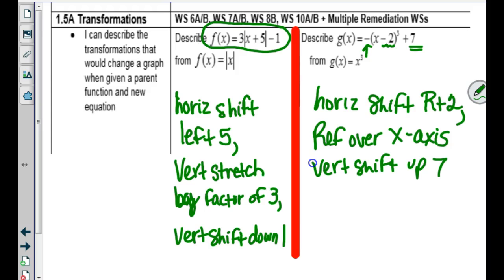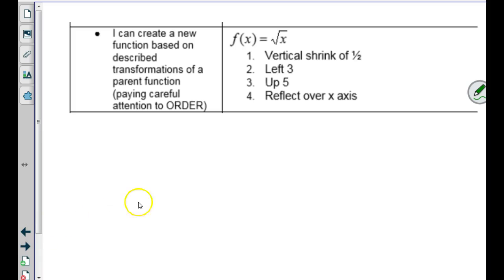Any questions? No. Yeah, that's the parent function. So it started with this, so what has transformed it? Yep, good question. All right.